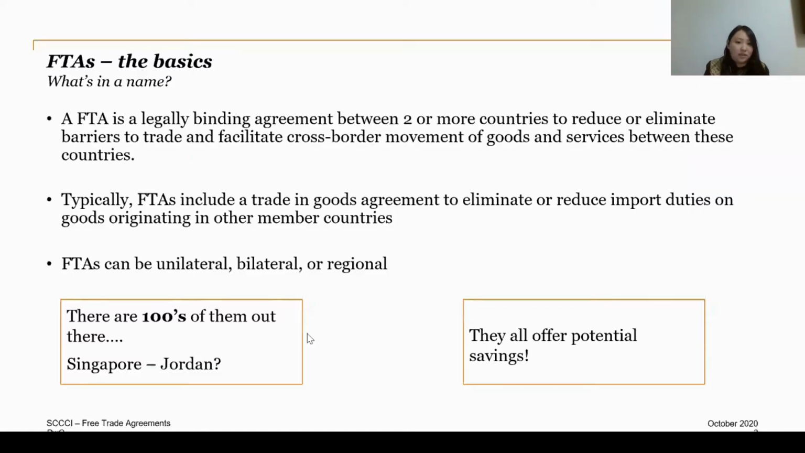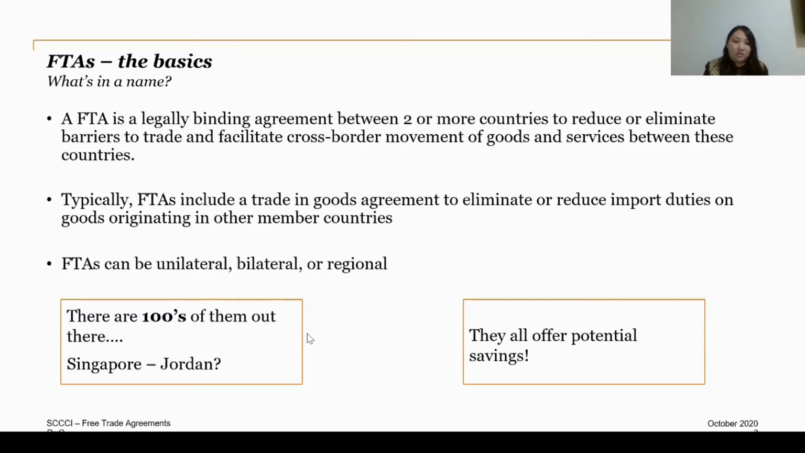So what is an FTA? It stands for Free Trade Agreement, of course. An FTA is a legally binding agreement between two or more countries to reduce or eliminate barriers to trade and to facilitate cross-border movement of goods and services between the countries. You can think of it like a legal contract signed between two countries, saying, hey, we're going to treat each other a little bit better than we treat other people.